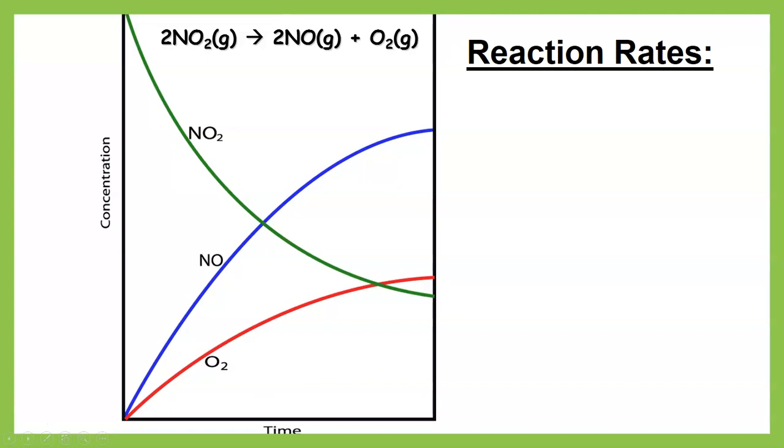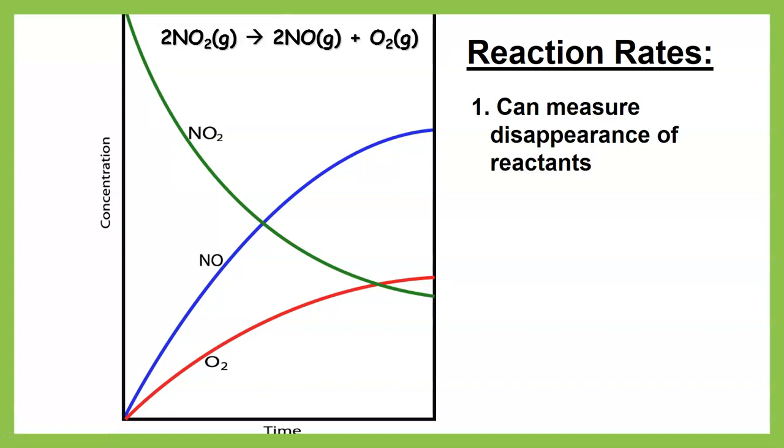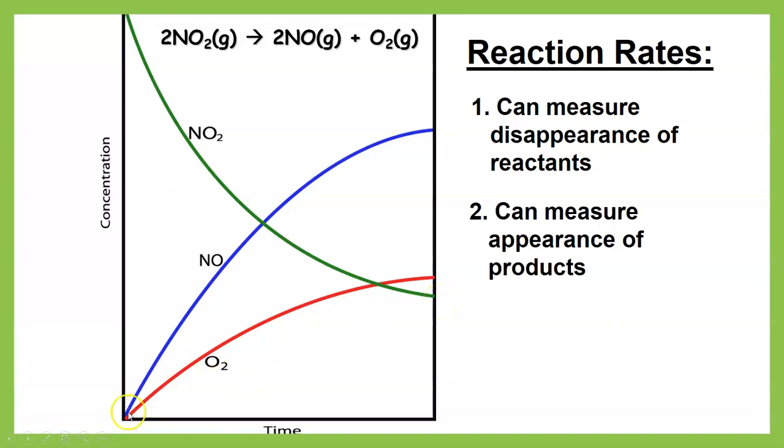We can see it on a graph like this. You could measure the disappearance of your reactants, seeing how fast this green line is decreasing. Or you could measure how fast your products are appearing, the blue line and the red line. The slope of the line helps you figure out if it was a reactant or a product.